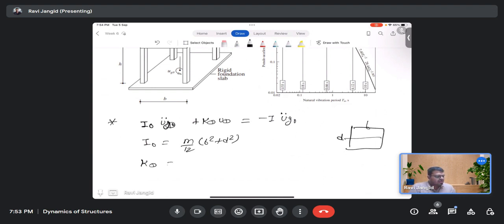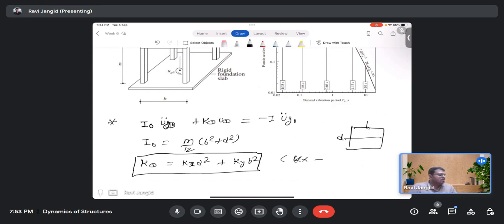And K theta for this system is given as kx into d square plus ky into b square. These are solved in the example of AK Chopra. If you follow example 2.4, in which they find out the k theta, omega n, tn, and the equation. This equation is made up of example 1.7 in the AK Chopra.